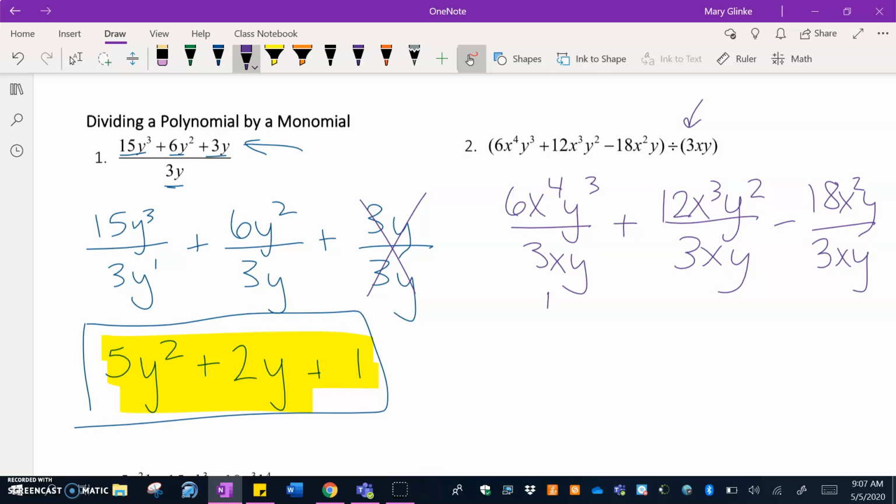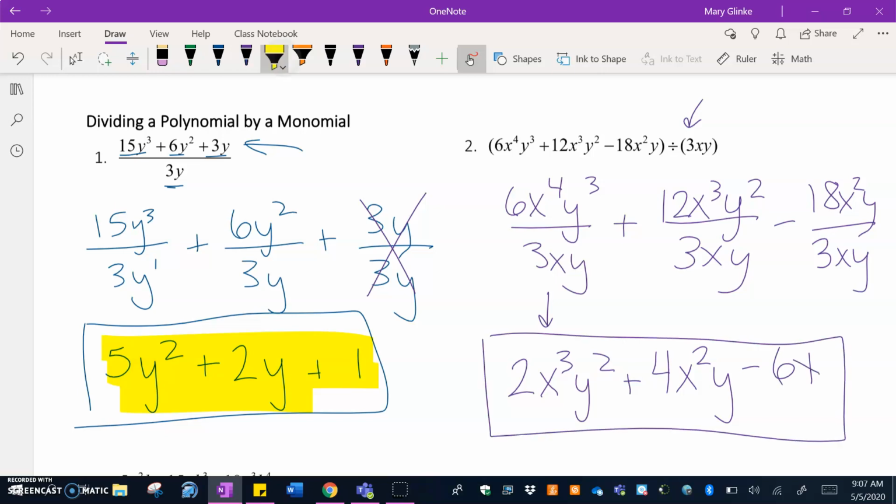Now I just reduce each fraction. So this first one here, 6 divided by 3 becomes 2. X to the fourth divided by x becomes x cubed. And the y's, there would be 2 left. For the next one, 12 divided by 3 is 4. There are 2 x's and 1 y left. This last one, 18 divided by 3 is 6. And there's 1 x. And the y's cancel each other out completely. So this here would be my final answer.